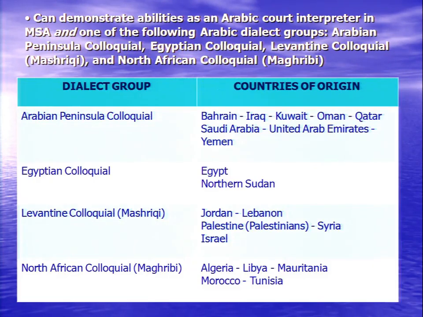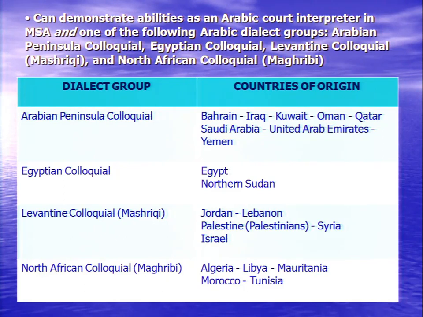Also, the Arabic court interpreter has to demonstrate abilities in the following dialects. We talked earlier about the colloquial dialects. So these are the groups. We have the Arabian Peninsula colloquial and the Egyptian colloquial. The Arabian Peninsula colloquial is spoken in Bahrain, Iraq, Kuwait, Oman, Qatar. I guess the Gulf countries, the Dual Khalij. So this is the colloquial we have.